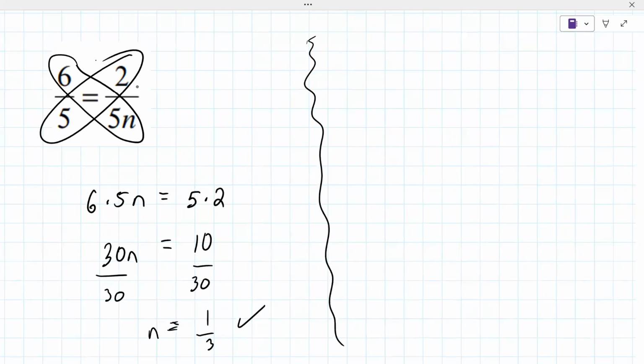If that makes sense, let's have you try one here. Let's have you try 4 over 3 equals 8 over 6n. So 4 times 6n equals 8 times 3. 24n equals 24. So n equals 1.